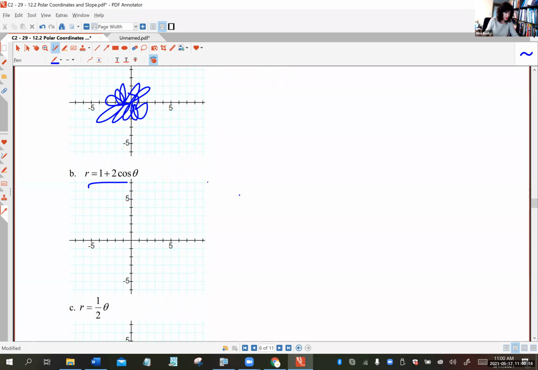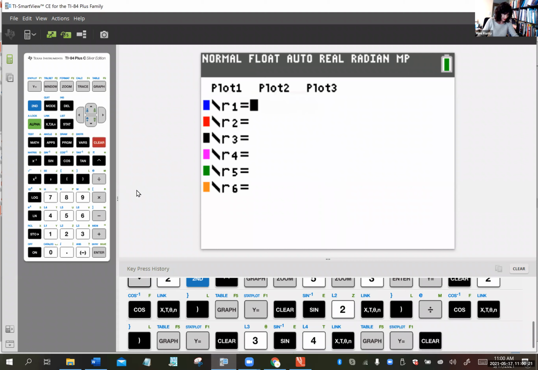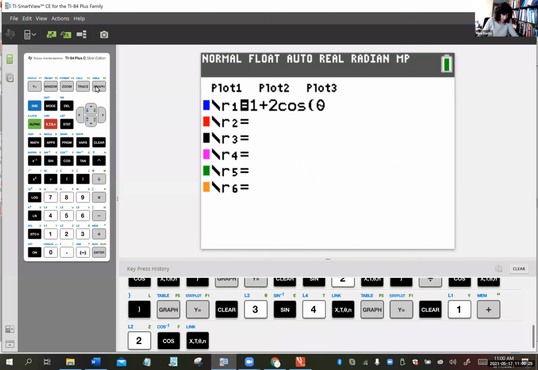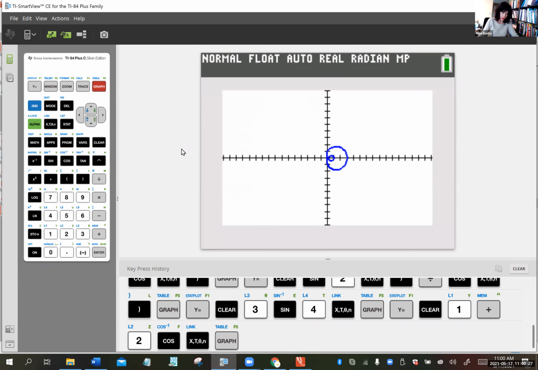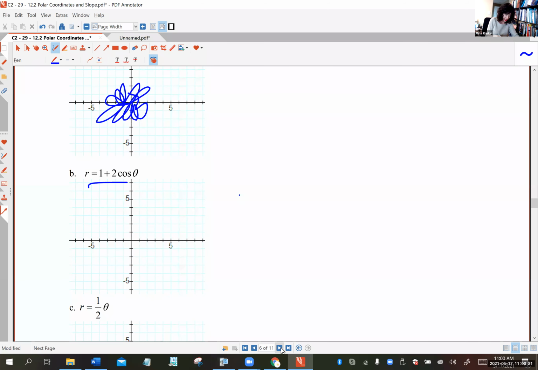How about 1 plus 2 cos theta? What's that look like? I don't know. Check it out. Clear. 1 plus 2 cos theta. Hit it. Oh, it's a loop-de-loop. Nice. It's a loop inside of a loop, basically. It's kind of cool.